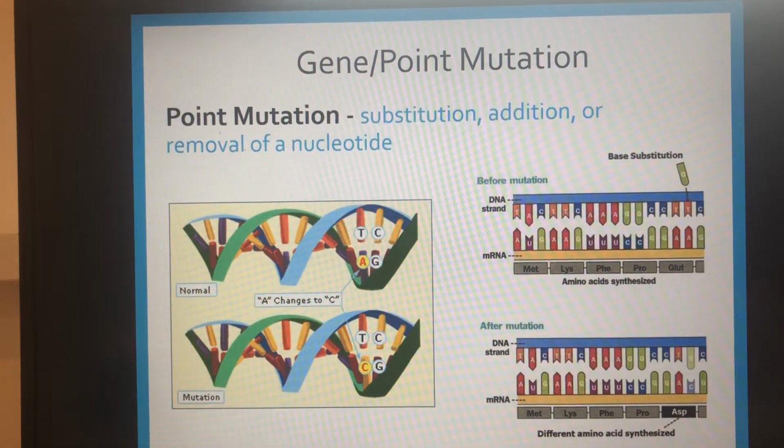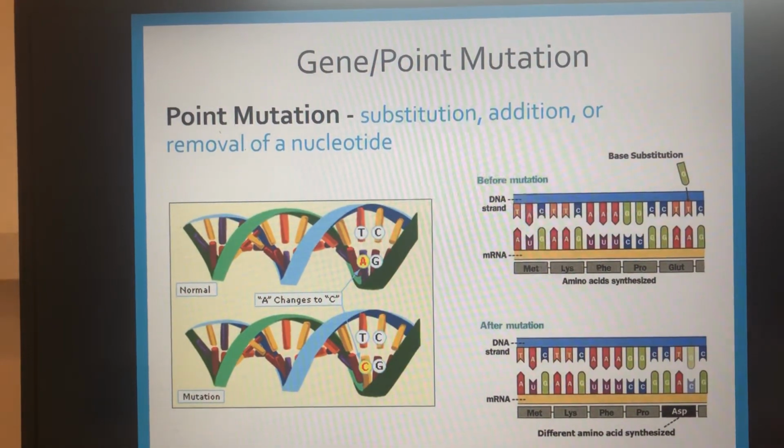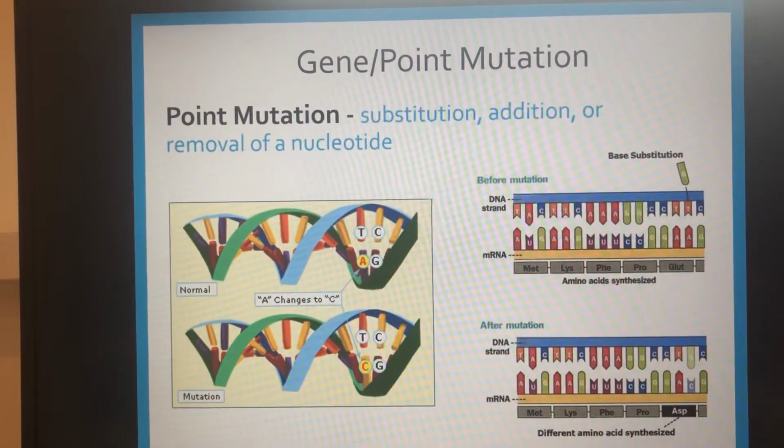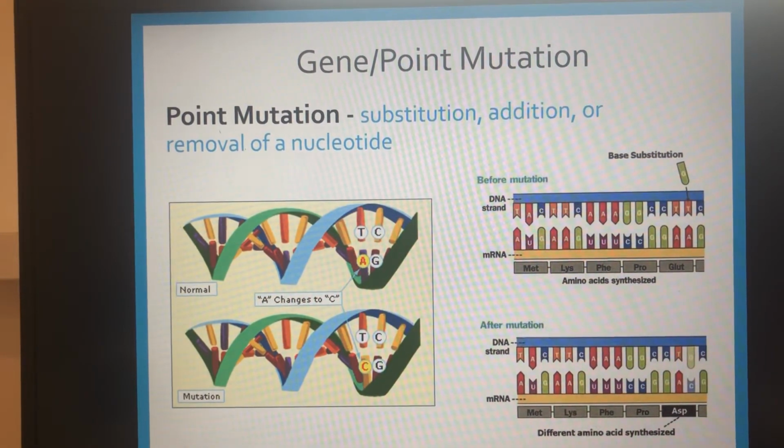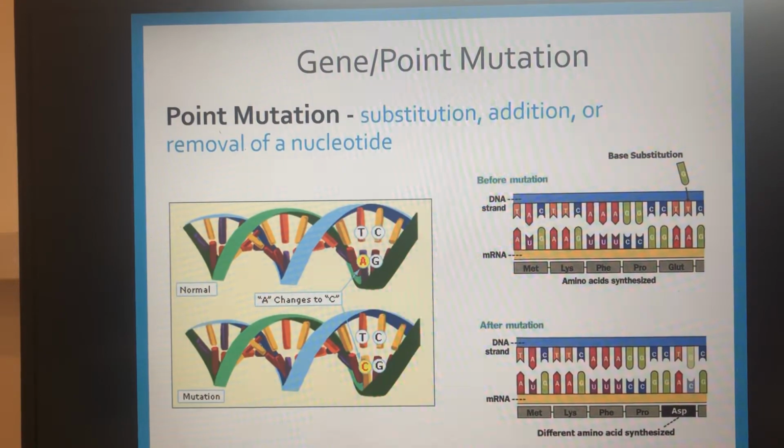All right. So these gene mutations, again, as I ended the last lecture talking about, are where we are dealing with a substitution, addition, or removal of a nucleotide. But the gene or point mutation, it's called both. You know how we love to make two names for the same thing in biology.